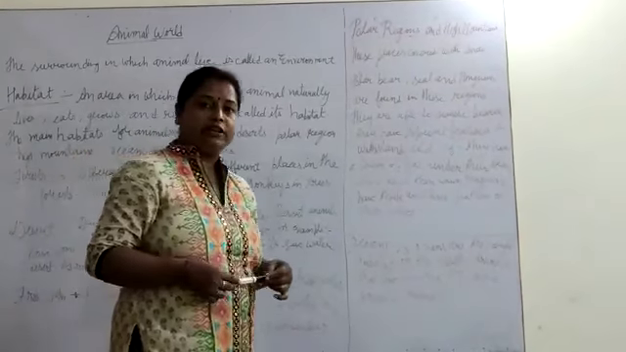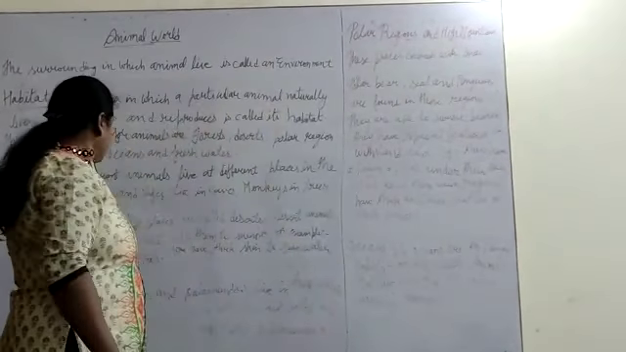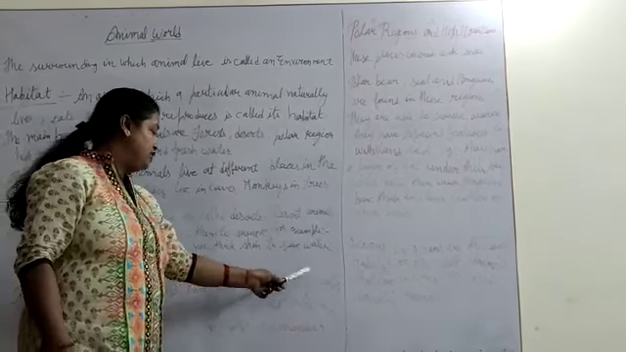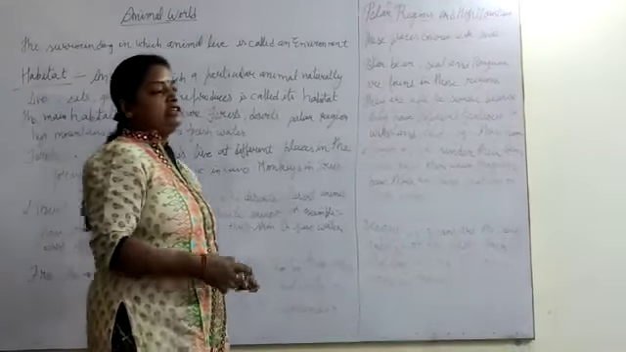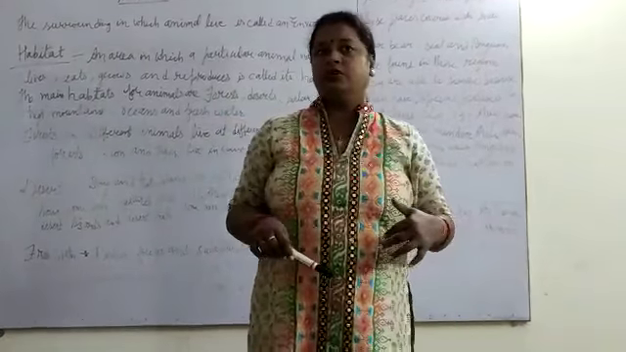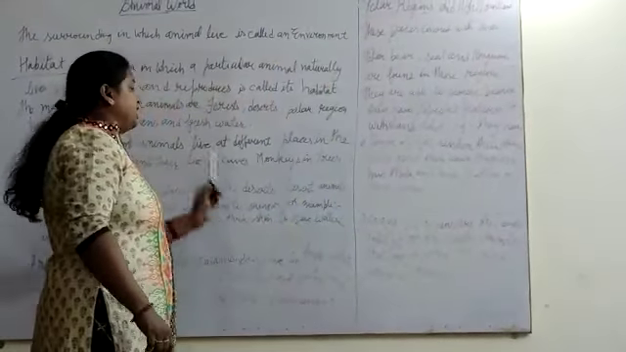Next one is fresh water. These are also called aquatic animals. They live in the water. Fish, frogs and salamanders live in fresh water. Salamanders have the quality that they can live both on land and in water. Clear? So that is called salamanders.